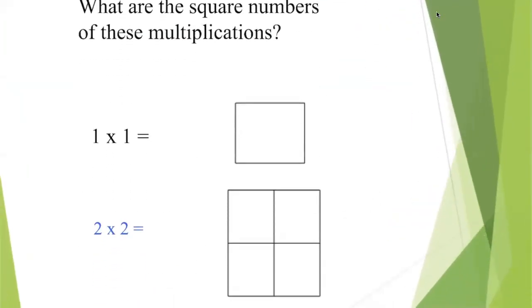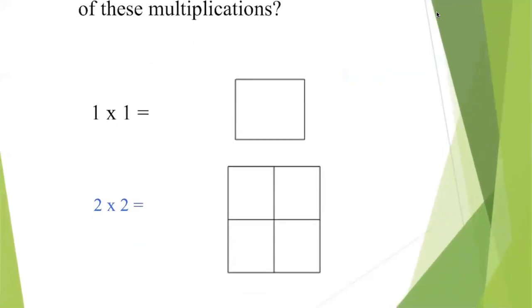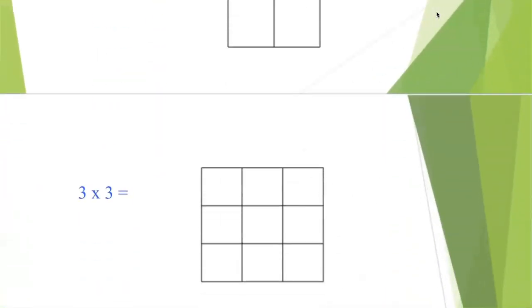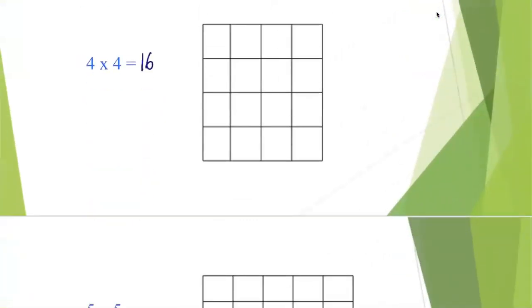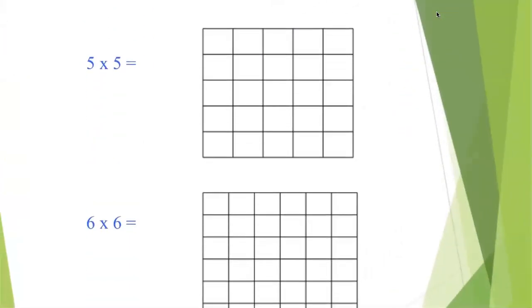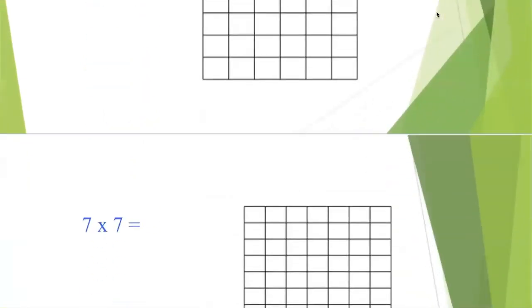Here we go. So we've got 1 times 1. Well, that's 1. 2 times 2 gives you 4 squares. Hopefully this is making sense. So we're outlining our square numbers. 3 times 3 is 9. 4 times 4 is 16. So 9 and 16 are both square numbers. 5 times 5 is 25, so 25 is a square number. And 6 times 6 is 36, so 36 is a square number.